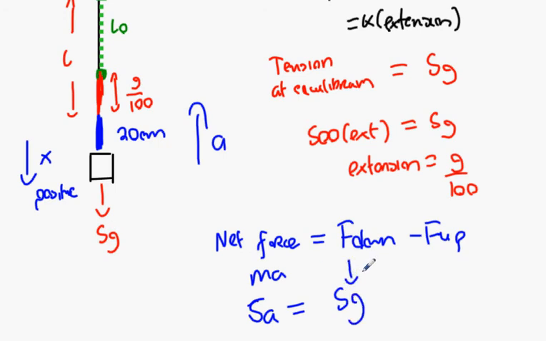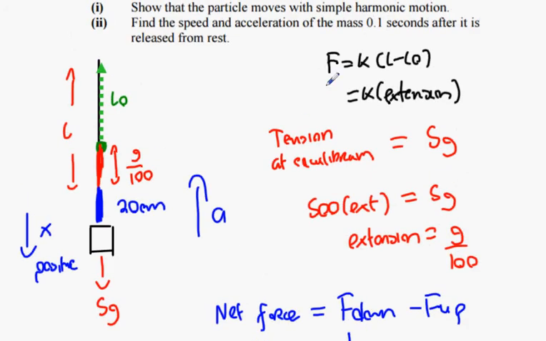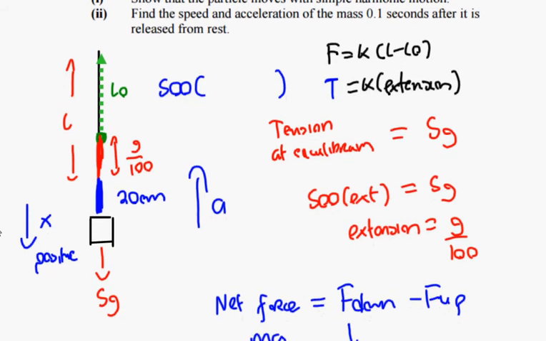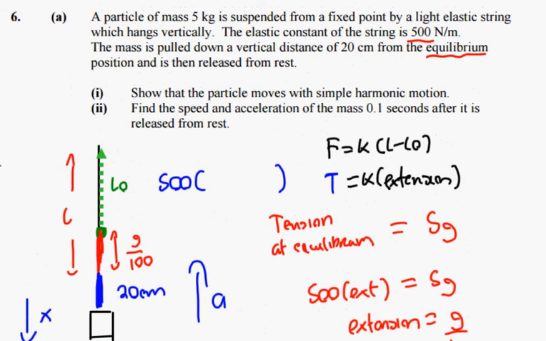Now what's going upwards? We said it earlier on. Your tension in your string is k times the extension. What's the current extension? It's 500. And what's the current extension, guys? It's the red plus the blue, which is going to be g over 100 plus 20 centimeters.